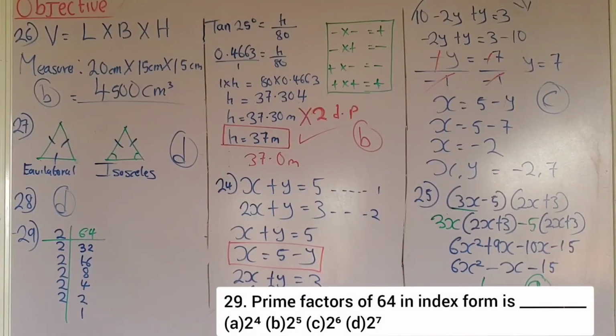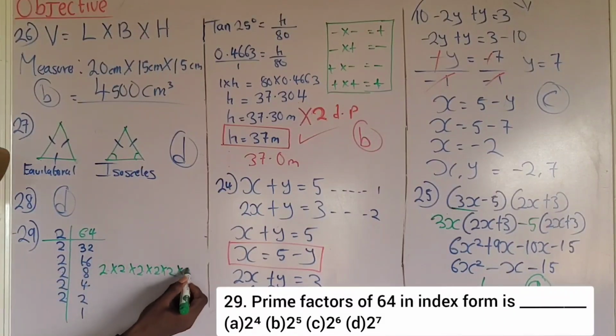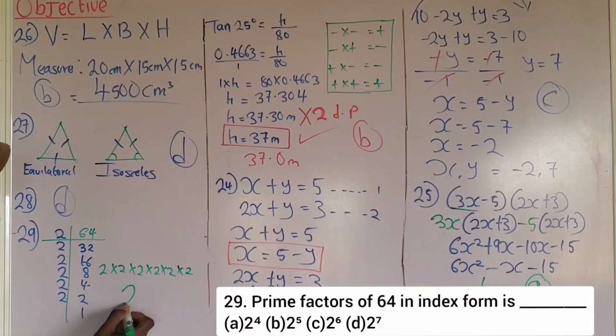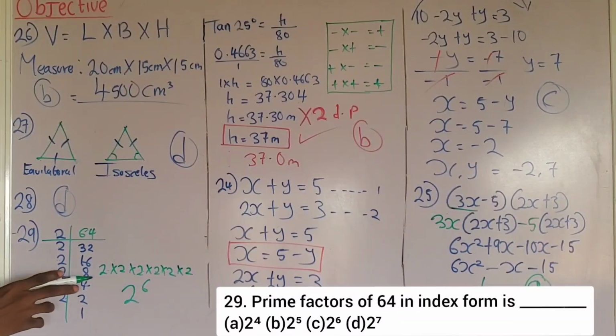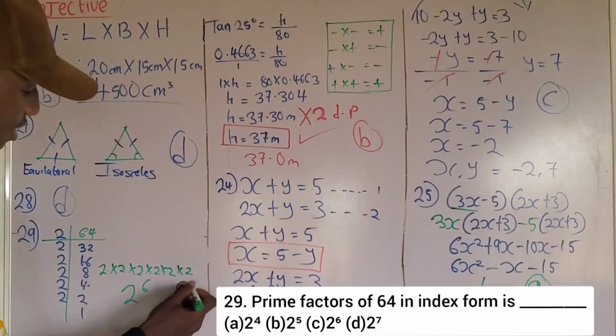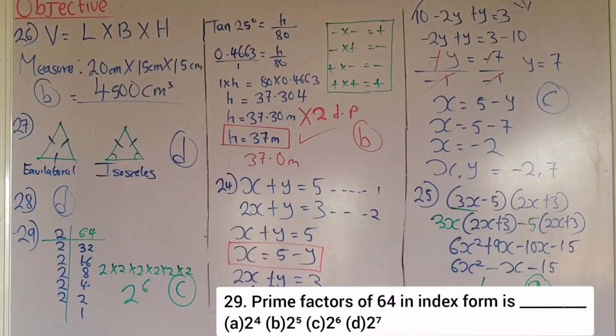So now, having done this, you can see that we have 2 times 2 times 2 times 2 times 2 times 2. That is six 2s. This in index form can be written as 2 raised to the power of 6, because that means we are having 2 in 6 places. So the right option to that question is option C. Option A says 2 raised to the power of 4, option B, 2 raised to the power of 5, option C, 2 raised to the power of 6, option D, 2 raised to the power of 7. The correct option is option C. Okay, so let us proceed to question 30.